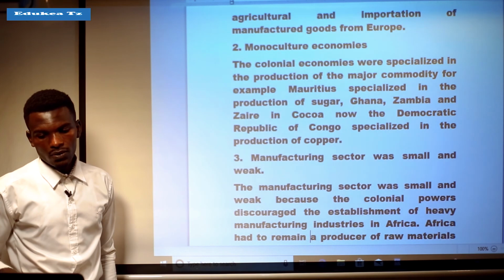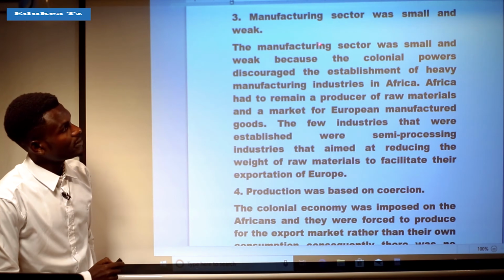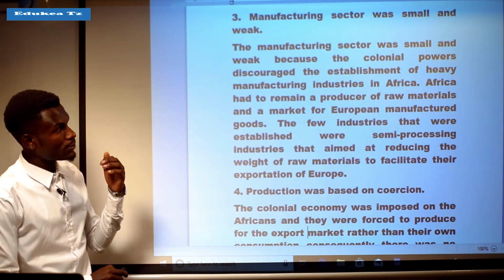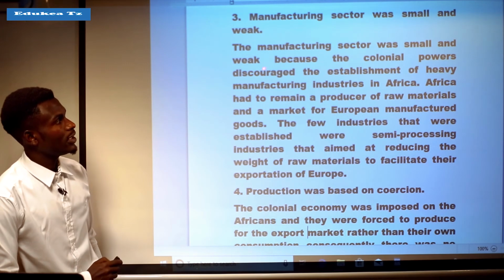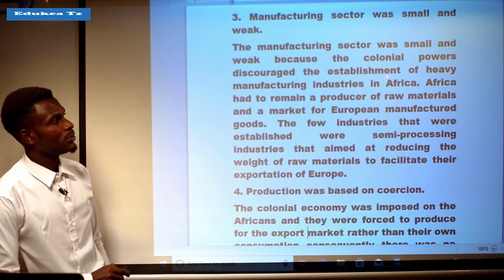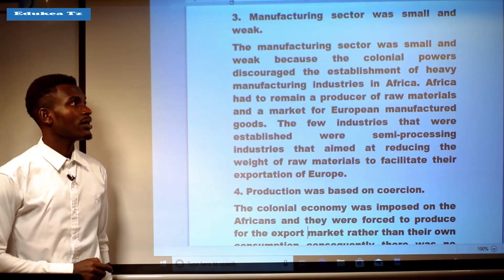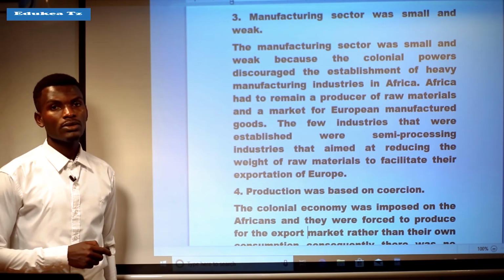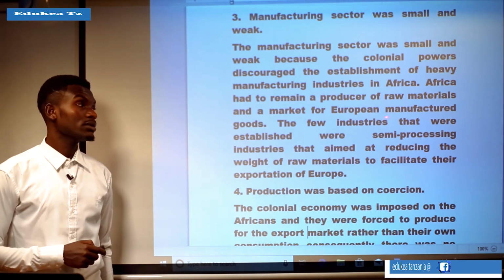Another characteristic of colonial economy was that the manufacturing sector was small and weak, or the industrial sector was small and weak. The manufacturing sector was small and weak because the colonial powers discouraged the establishment of heavy manufacturing industries in Africa.